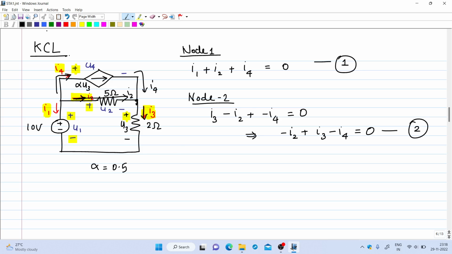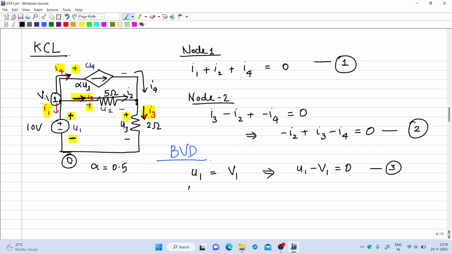Now we can write the branch voltage definitions, BVD. We have 4 branches, so we need to write 4 branch voltage definitions. The first branch voltage is U1. U1 is equal to node 1 voltage V1 minus reference node voltage 0. Branch 1 is connected between node 1 and the reference node, so U1 is simply equal to V1. So we can write one equation as U1 minus V1 equal to 0. This will be our third equation.